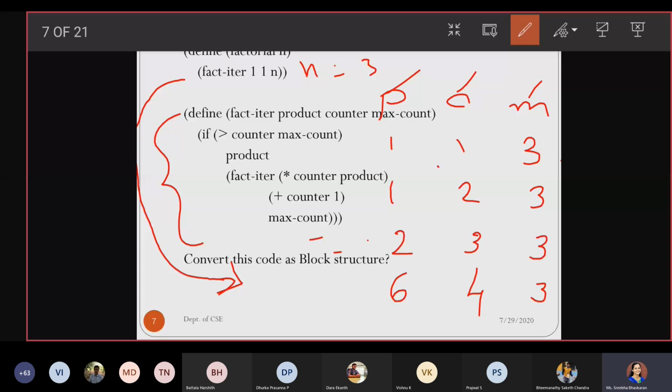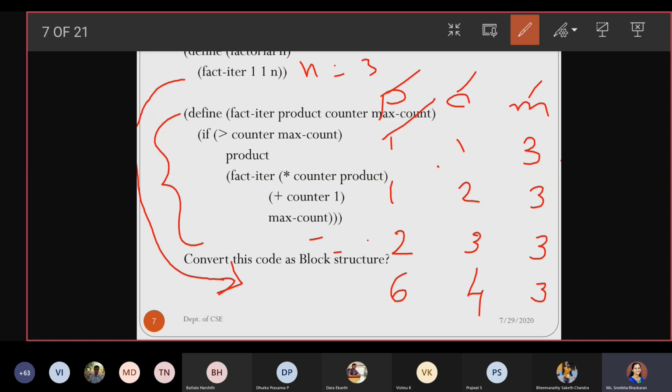So is there any way we can reduce the number of arguments in this? Yes, we can do it. But when you are doing it, you have to make sure that your procedure is in the block structure format. That means your fact ITR is defined inside the factorial procedure. So now what can you do? You can avoid using this max count argument.